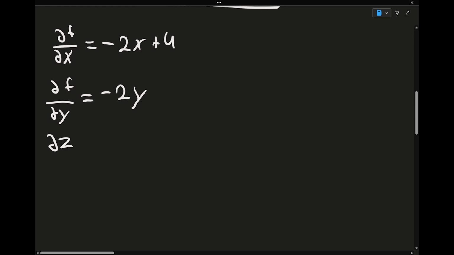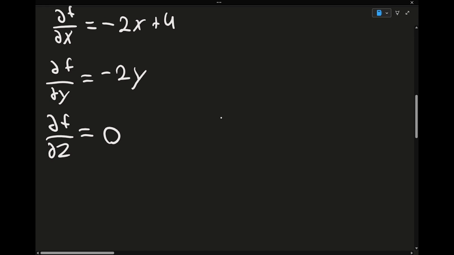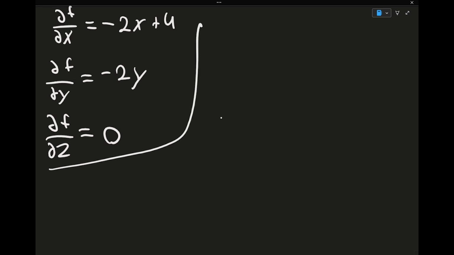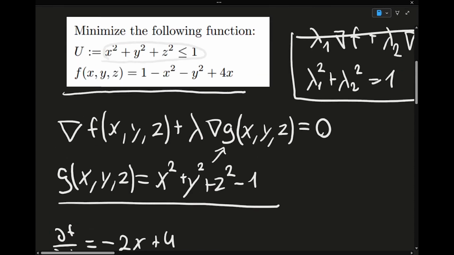Repeat this for z, partial with respect to z, and this is equal to 0. So now we basically already have a system of equations, but this isn't enough to solve this problem, because with this one right here we don't have the constraint itself. Like the maximum is probably something like x is equal to 2 and y is equal to 0, and you can just use any z because z isn't represented in our f of x.